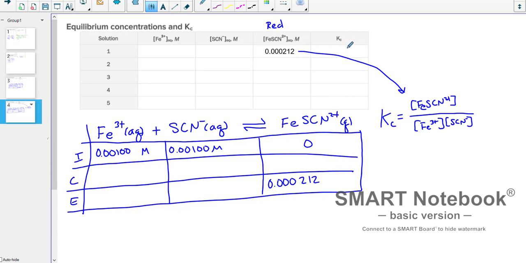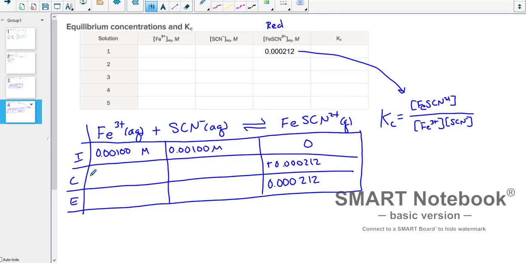So when we fill in the ice table, we're going to fill in what we know. Well, we know our initial concentrations of the two species because we're the ones who prepared the solutions. We know that initially we have no product, and we found that at equilibrium we did produce the product, that was the red solution, and we calculated what its concentration is. So what else then can we fill in our ice table? So the change column, if I start at 0 and went to 0.000212 molar, then I must have increased by that amount.